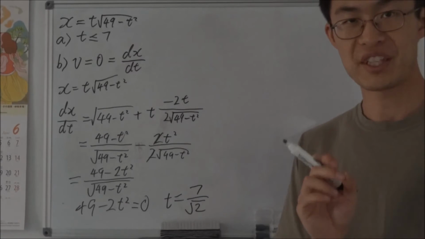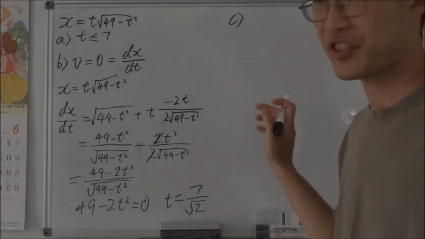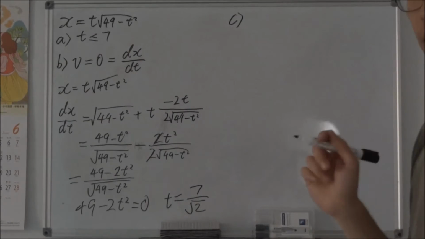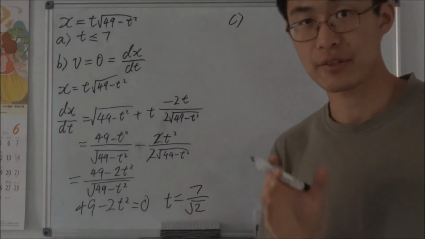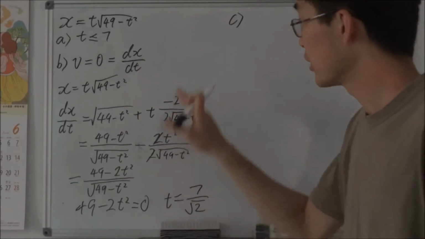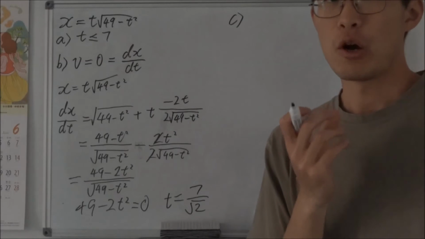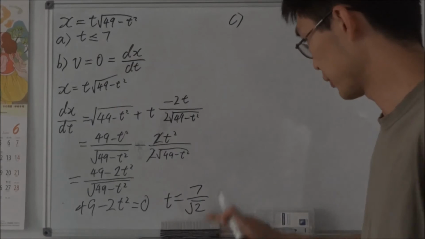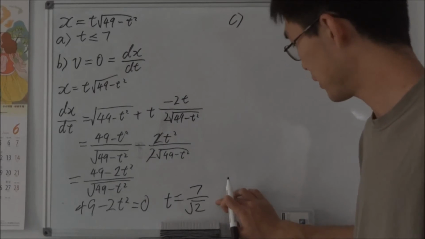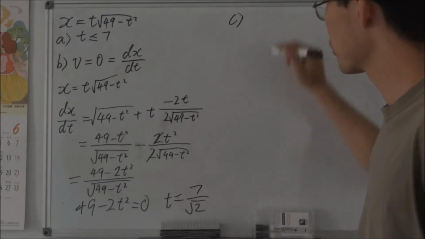Now, for the total distance the particle traveled, which is question C, we have to find out how far the particle has traveled before it reaches this time, and then how much it has traveled by the time it's 7 seconds. To solve that, firstly we'll find out how far the particle has traveled when it reaches time t equals 7 over root 2. So we substitute 7 over root 2 into the equation.